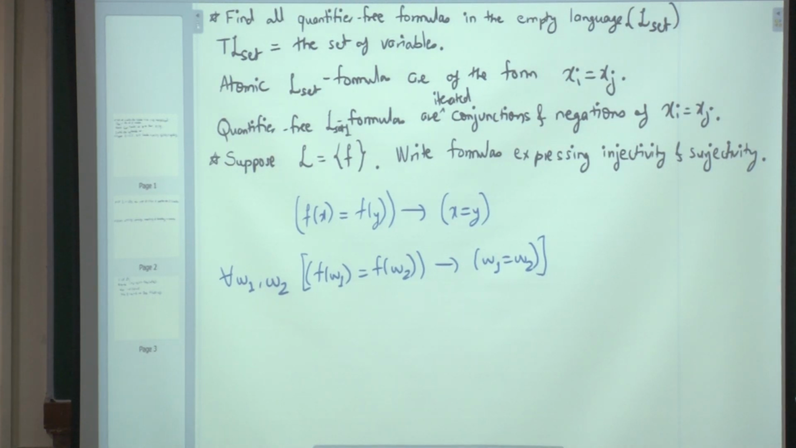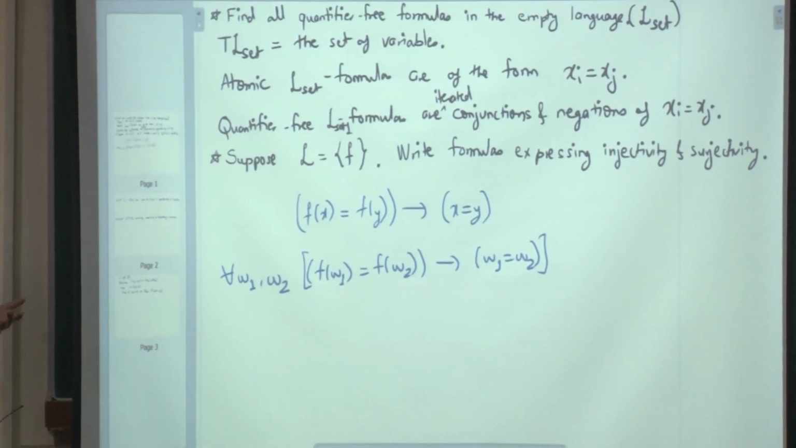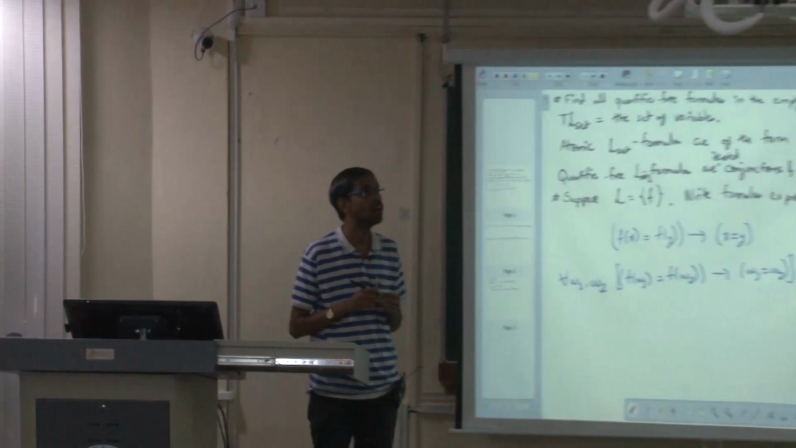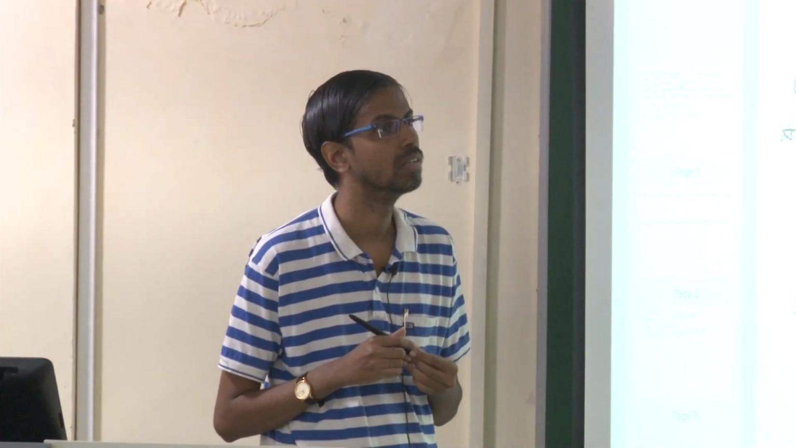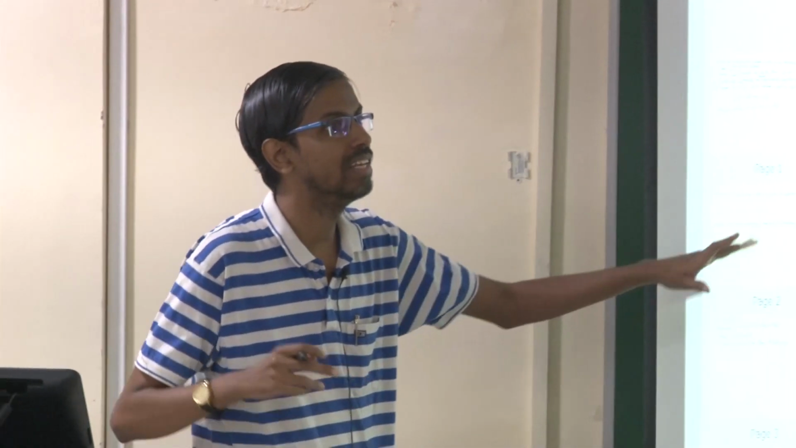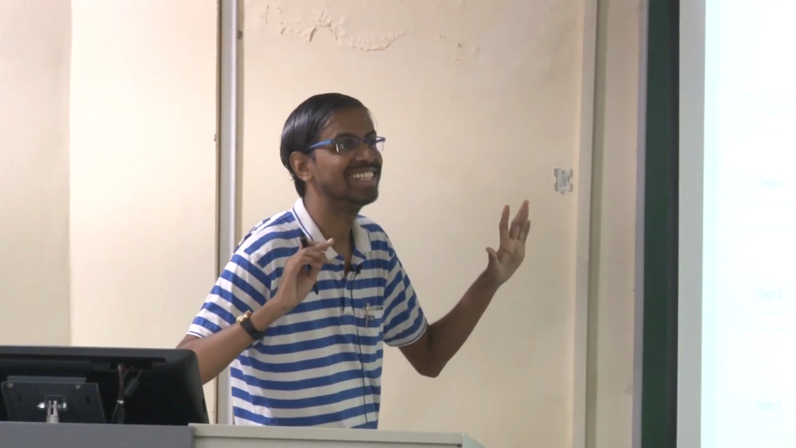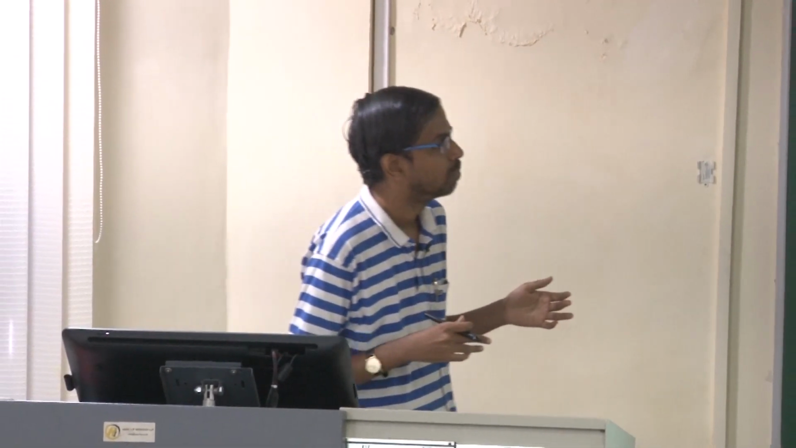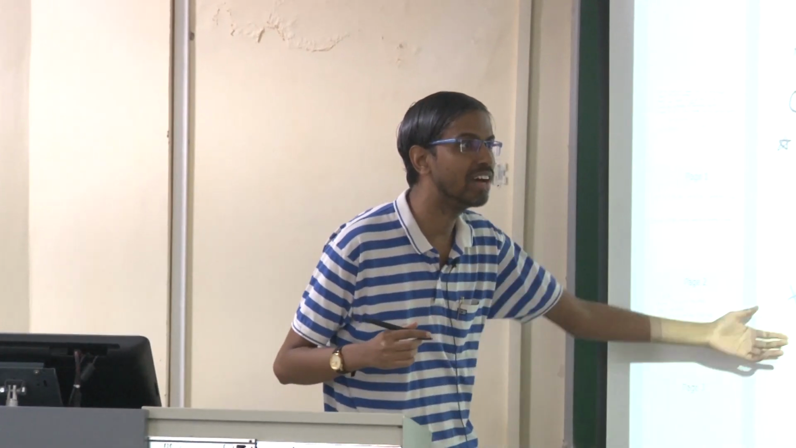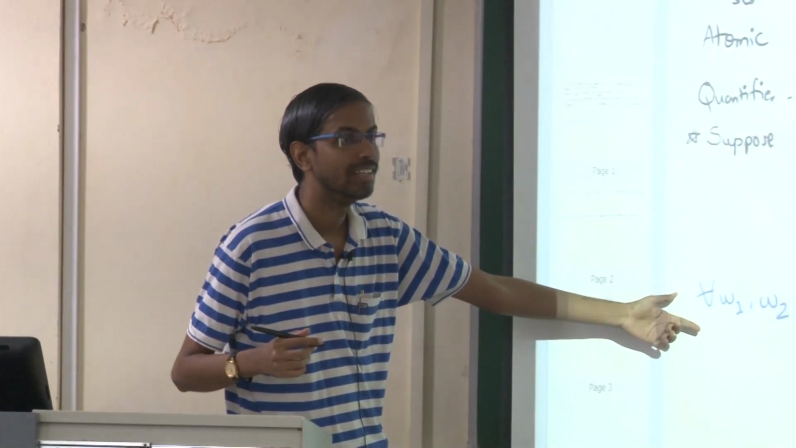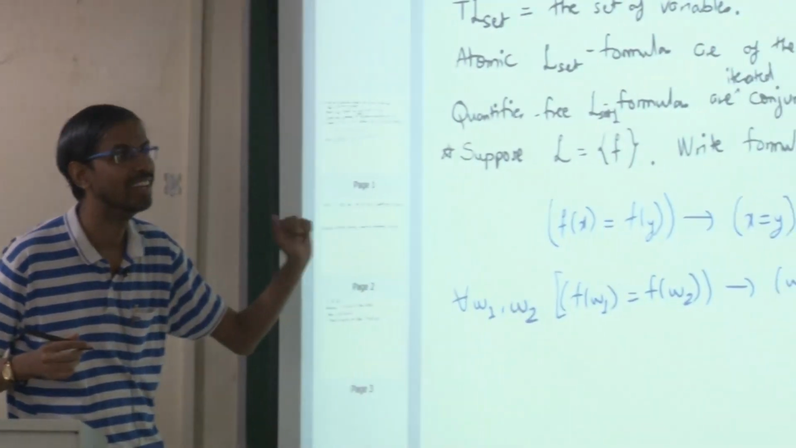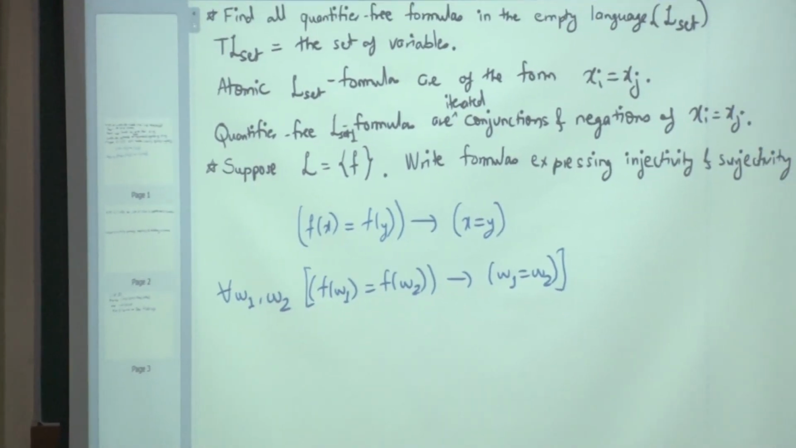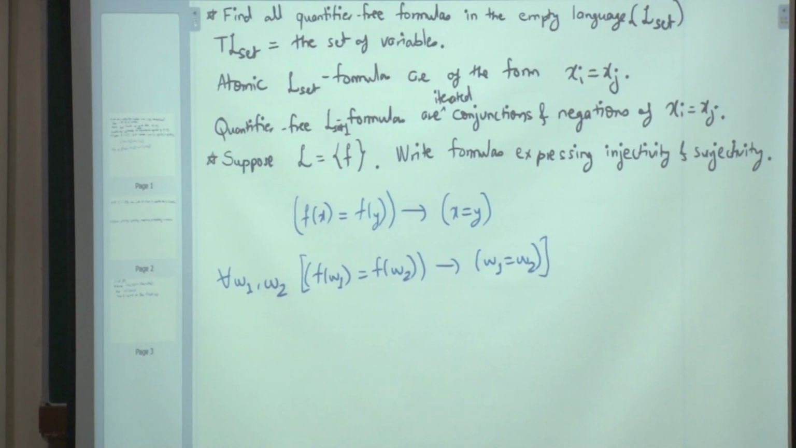Right. What about surjectivity? What is the definition of surjectivity? Y belongs to some set X, then there exists another. There is no set here. X and Y are coming from where? X and Y are variables. This is a sentence. Every element in the codomain has an inverse image.